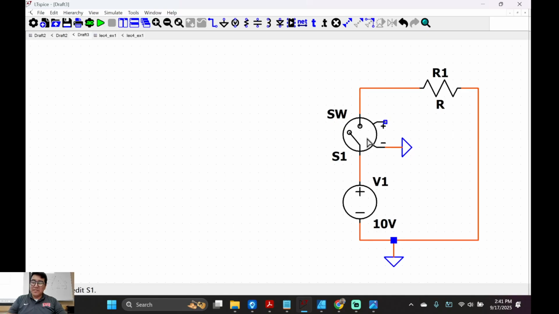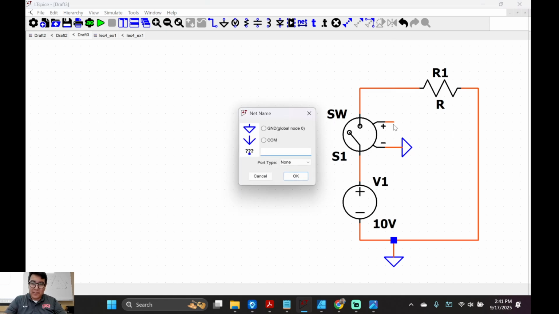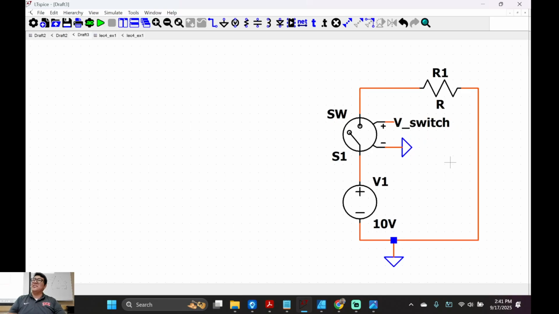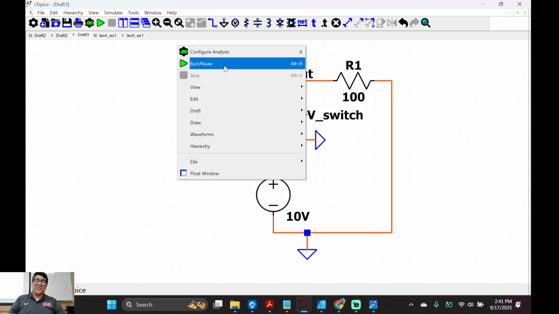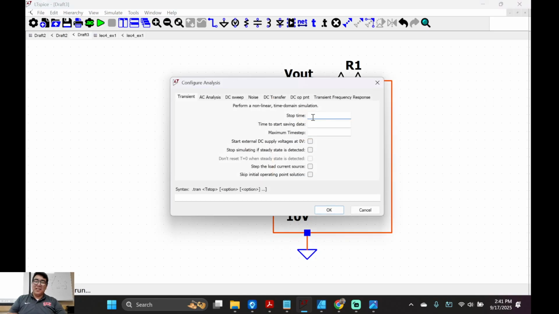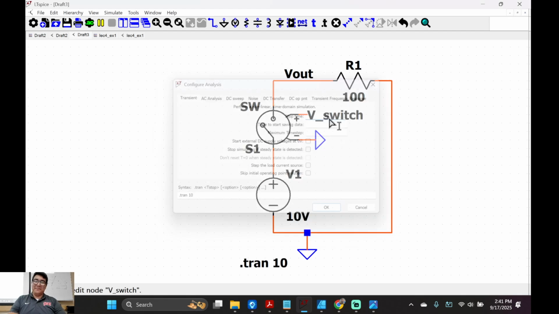I'm gonna create a new wire, type N for node net names. I'm gonna call this switch, I don't know, V switch, voltage of the switch. Does that look good, right? And then I'm gonna call this 100. Then I'm gonna call this one V out, right? Is that looking like a good circuit? So I'm gonna run this for, I don't know, 10 seconds and show you what's gonna happen.